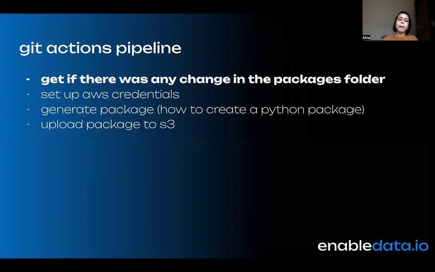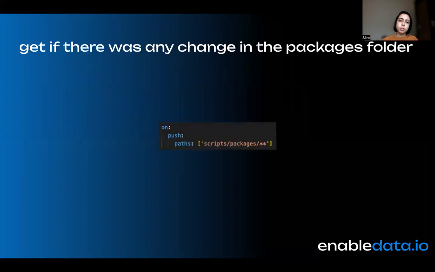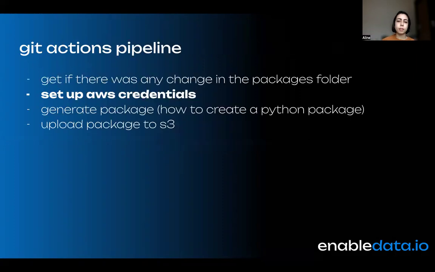So first of all, get if there was any changes in the packages folder. Git Actions has something very simple here that is the solution for that. Only when we push to a specific branch in the path scripts packages, in this case, if anything is changed in that folder, this pipeline will be triggered.